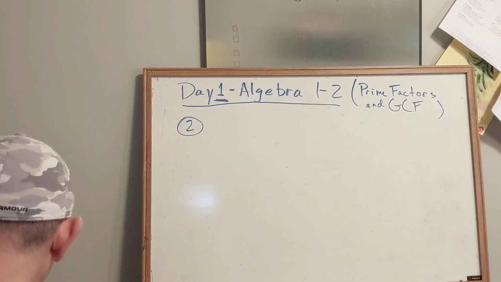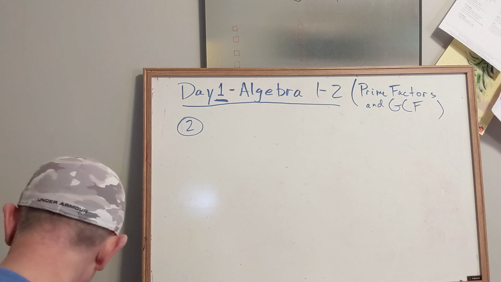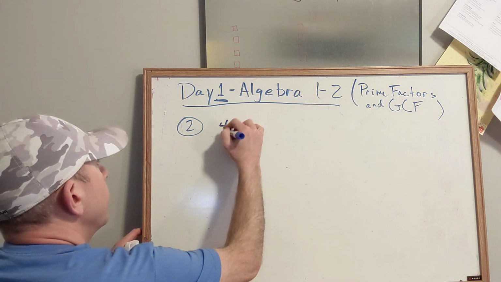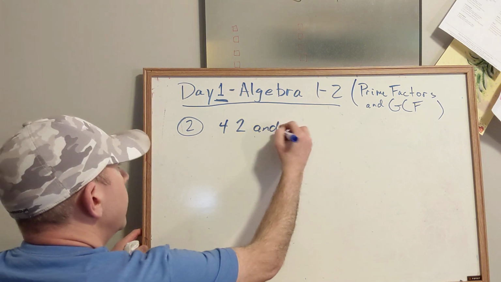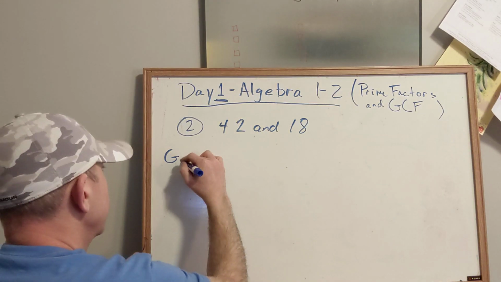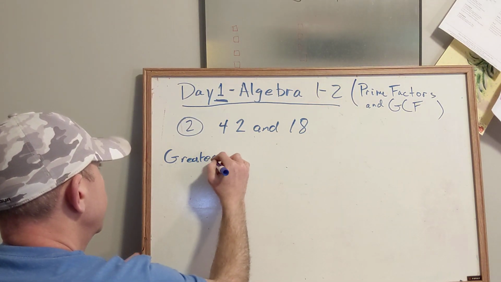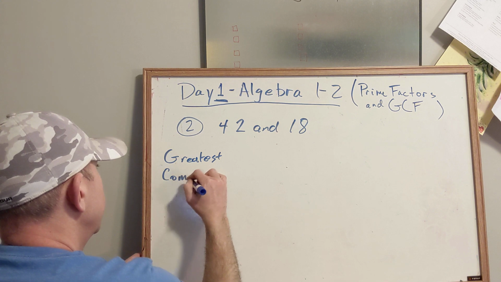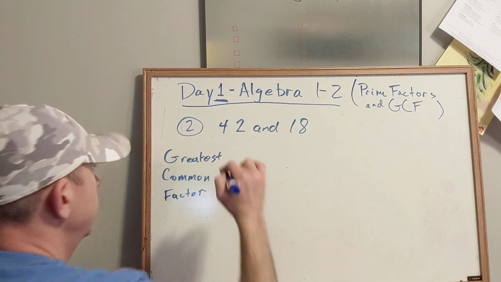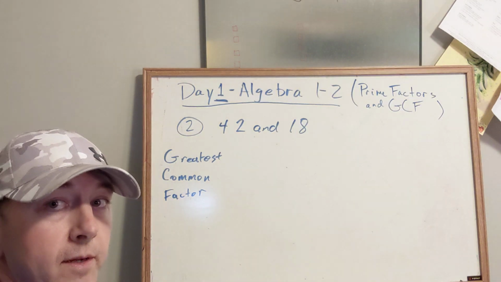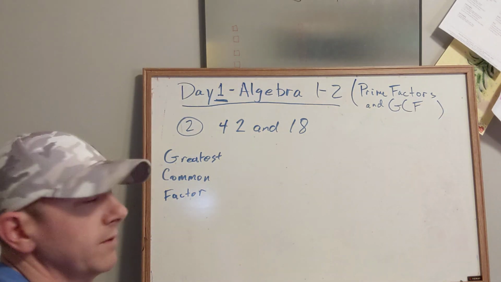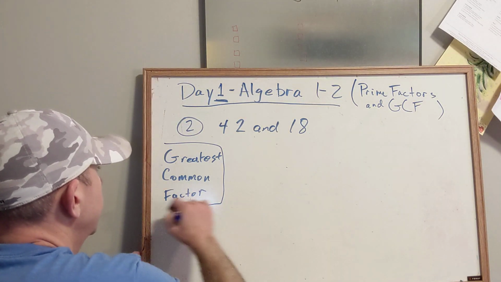Okay, for number 2 in the notes today, we're going to find the GCF of 42 and 18. All right, so the GCF stands for greatest common factor. We're going to talk a lot about the greatest common factor in the next few weeks, as that's a lot of what we're doing here with factoring. So keep that over to the side.